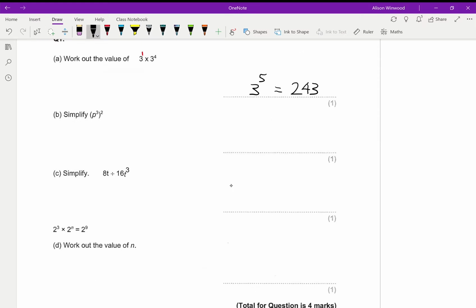Power to a power, well, squared means we multiply it by itself. 3 add 3 is 6, so it's p to the 6.